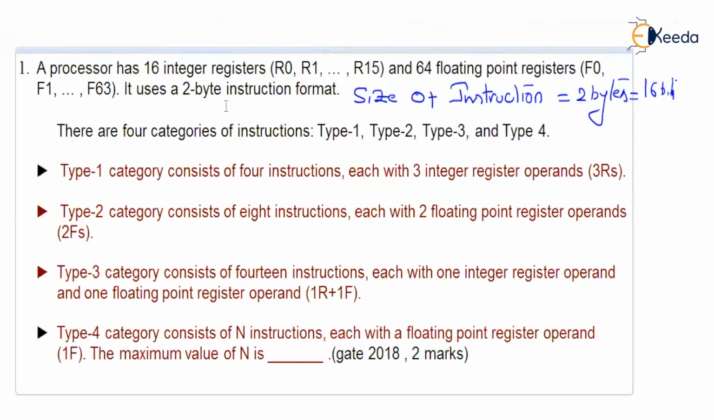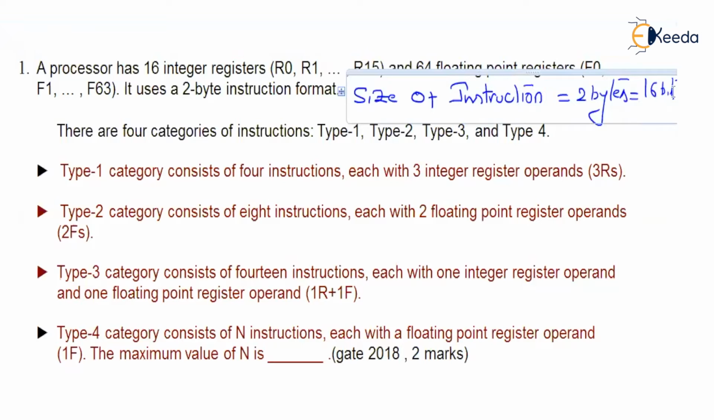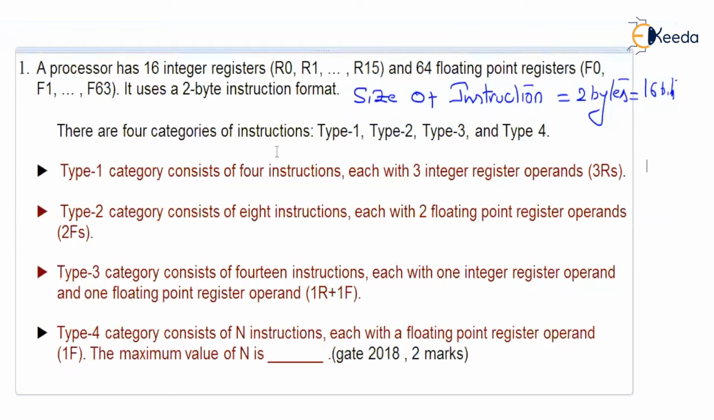It uses a 2-byte instruction format, meaning in this processor the size of an instruction is equal to 2 bytes, which is equal to 16 bits. There are 4 types of instructions in this processor, namely type 1, type 2, type 3, and type 4. Look at each type and what it is all about.